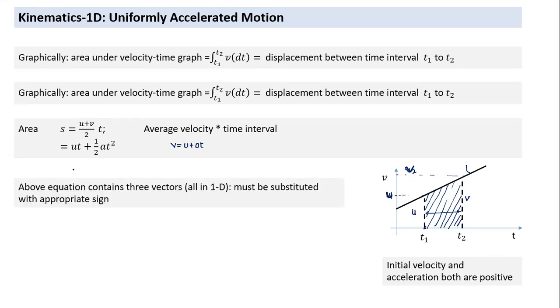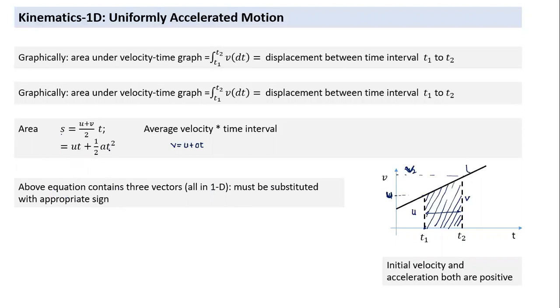So in this equation, an important point to keep in mind when we start solving questions is that it contains three vectors, all in one dimension. Which are the three vectors here? S is a vector, U is a vector, A is a vector. And all must be substituted with appropriate sign. So we have to choose a direction as positive. Whichever are in the direction chosen to be positive should be substituted as a positive value. All three are vectors. We should never forget that they're all vectors.